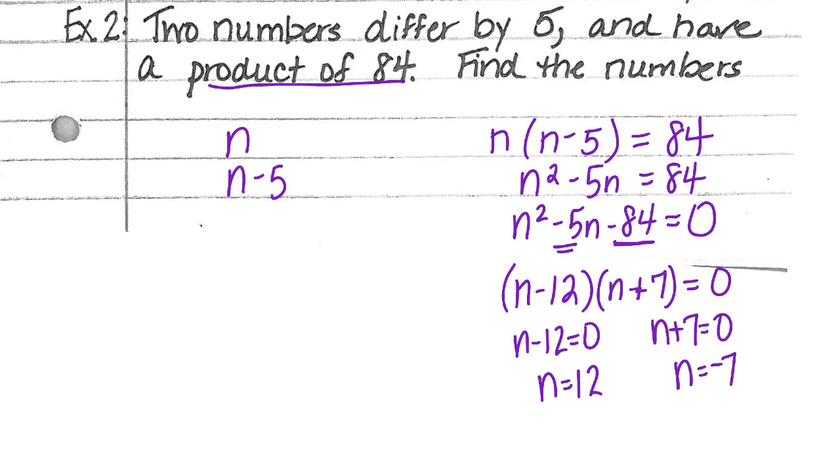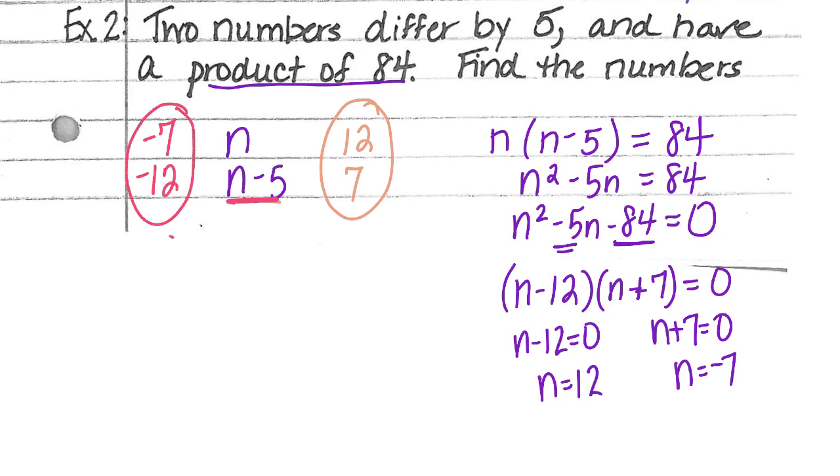Now these are two options for n. So if n is 12, 12 minus 5 is 7. So one set of these numbers could be 12 and 7. But if n is negative 7, negative 7 minus 5 is negative 12. So notice both of these multiply to give me a positive 84, and both of these differ by 5.